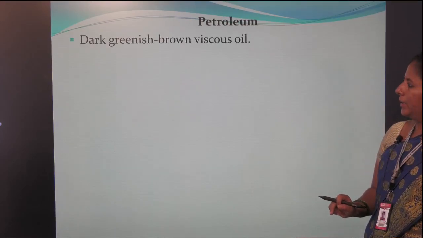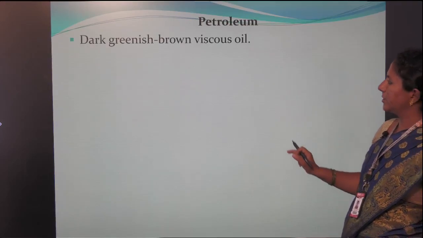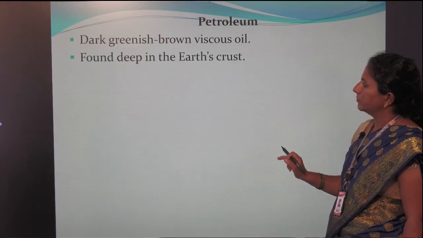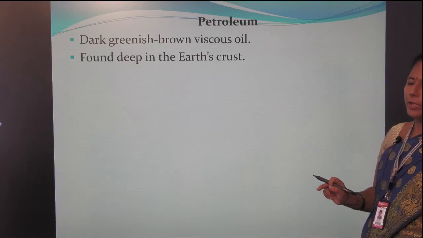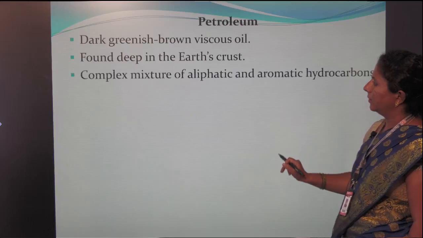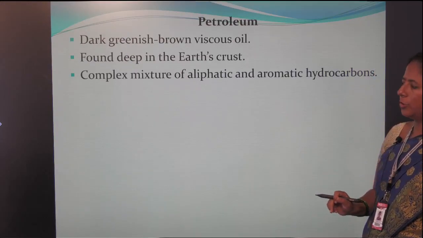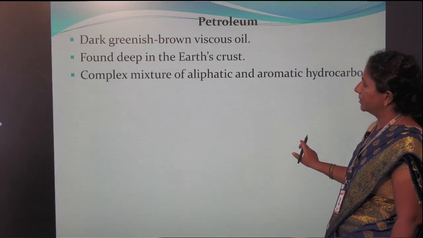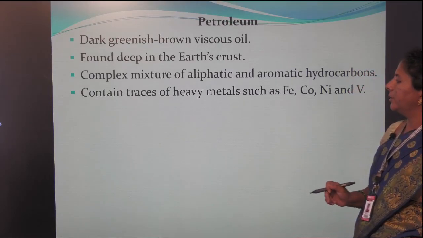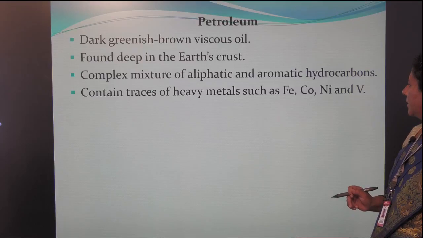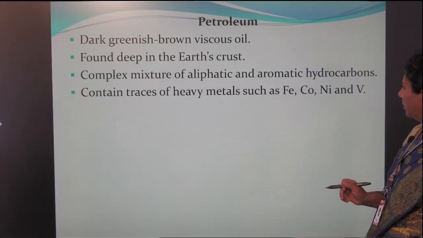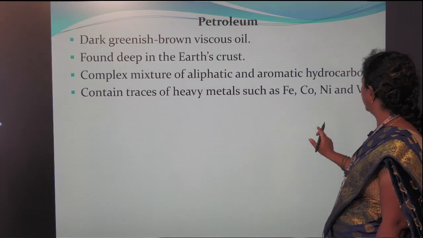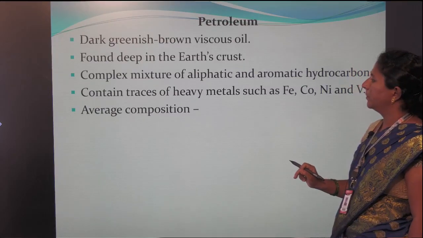So petroleum is a dark greenish brown viscous oil. It is found deep in Earth's crust. It is a complex mixture of aliphatic and aromatic hydrocarbons. It contains traces of heavy metals such as iron, cobalt, nickel and vanadium.